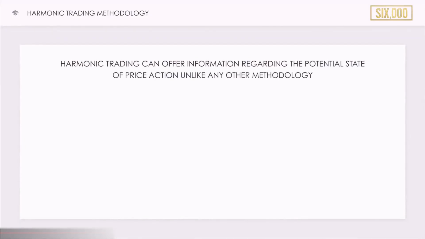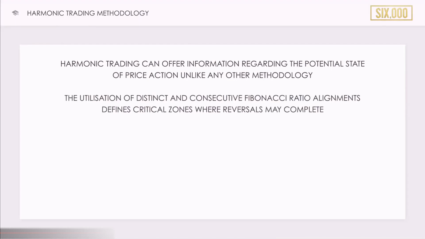Now, harmonic trading can offer information regarding the potential state of price action unlike any other methodology. I feel like other methodologies would find it hard to match up to the power of harmonic trading and what it can really offer by optimizing every single stage of the trading process. The utilization of distinct and consecutive Fibonacci ratio alignments defines critical zones where reversals may complete. And as mentioned previously, there will be some type of reaction. Every pattern will quantify a reaction, but it's our responsibility to confirm that reversal, and that's when we make profit.